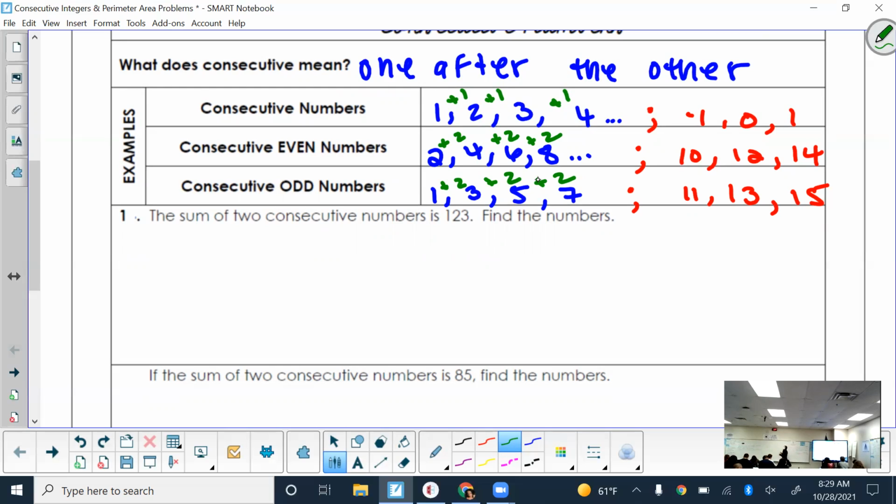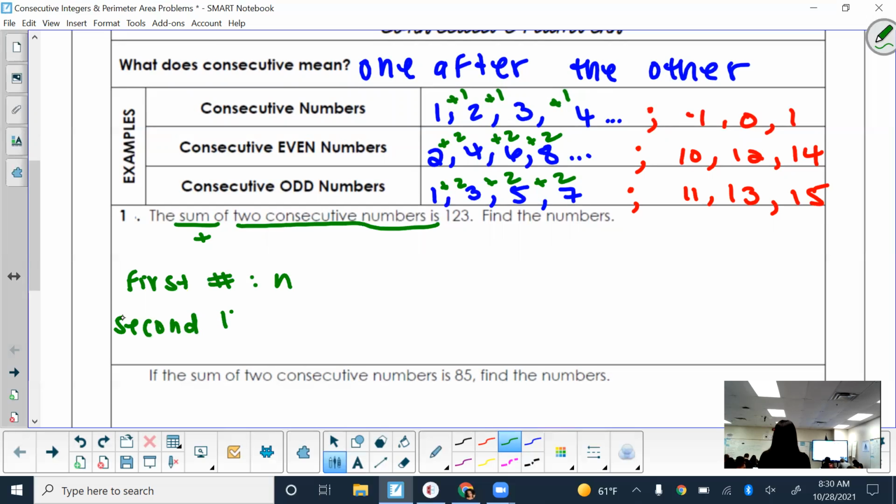We have the sum. What does sum tell us to do? Add. We have the sum of 2 consecutive numbers. So how much do consecutive numbers go up by? 1. All right, just regular consecutive numbers. So do we know what the first number is? No, so how can we label our unknowns? N or X or really any other letter, but I usually use N for numbers. And it wants 2 of them, so we need a first number and a second number.